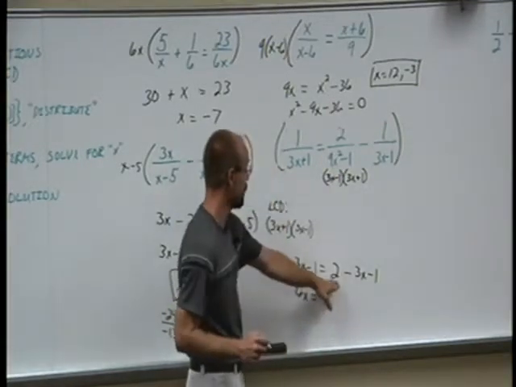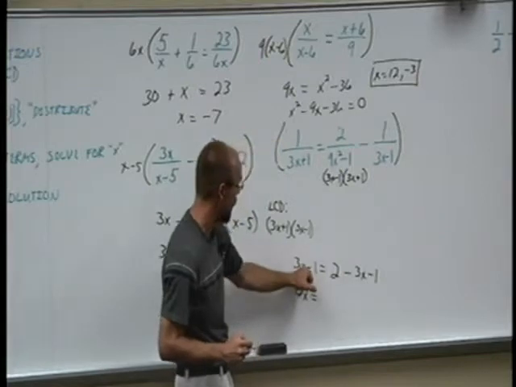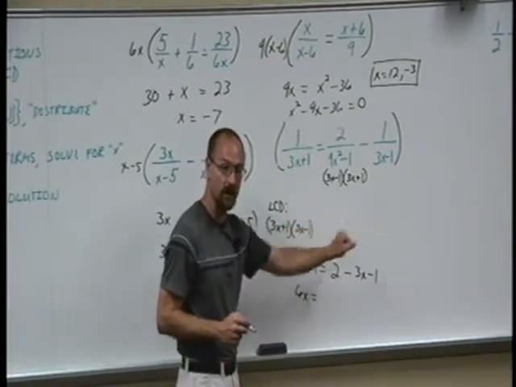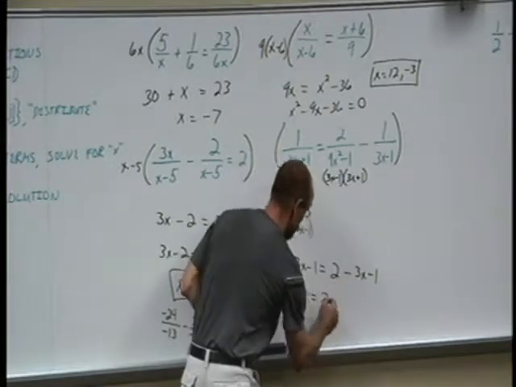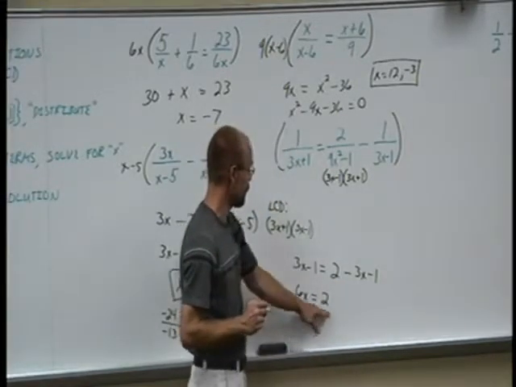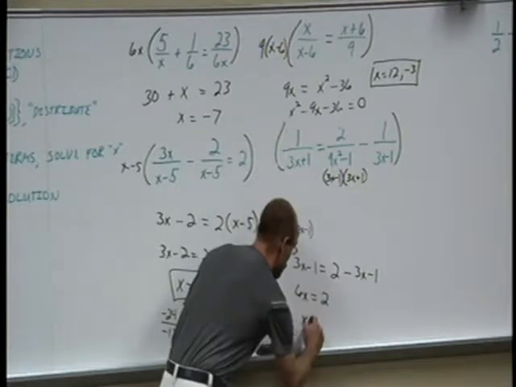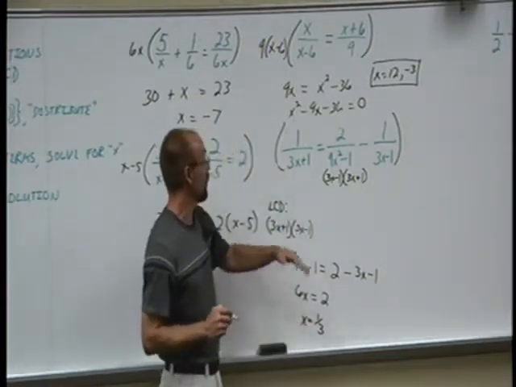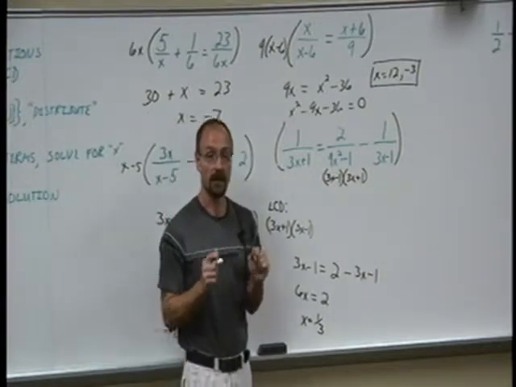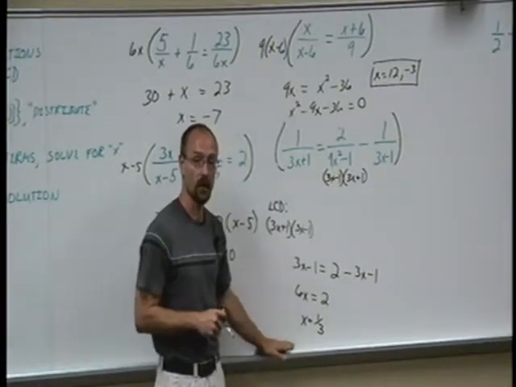Here I can combine like terms, 2 minus 1, and then I'm going to add one more to get my constants on the right side. So I'm going to get 6x equals 2. If I divide both sides by 6 and reduce, 2 over 6 is 1/3. And then I can go ahead and plug this in. This is so crucial that we check this.